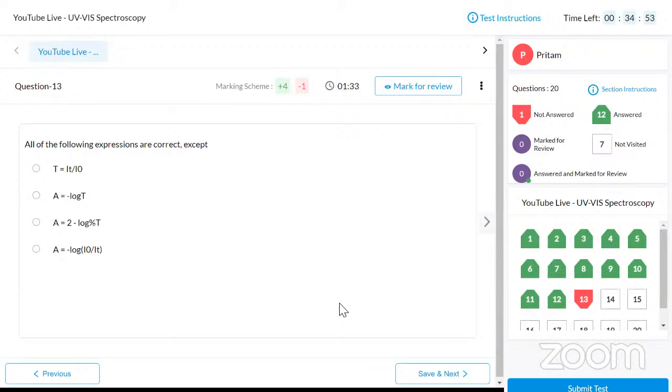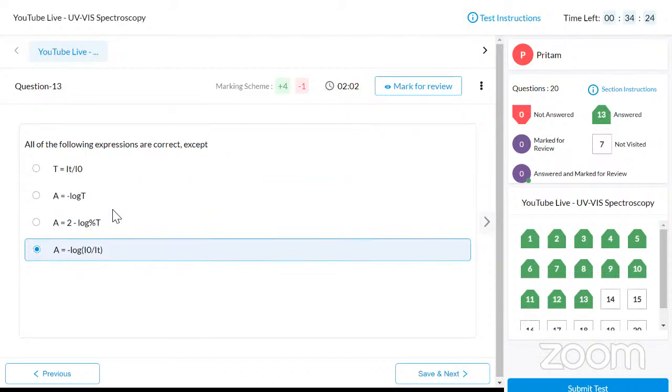Now why is it incorrect? What is transmittance? It is IT divided by I0. So percent transmittance also has to be the antilog of IT divided by I0, but here the equation is reversed. So this is an incorrect expression, because the correct expression should be log of transmitted light divided by incident light, which is not the case here. So the only incorrect expression here is option D.